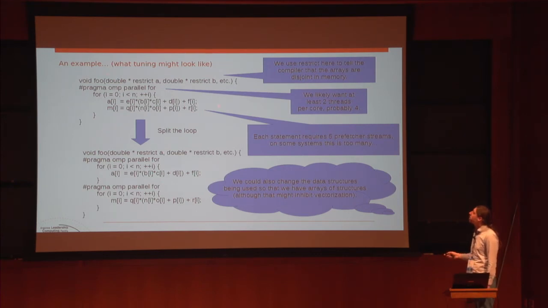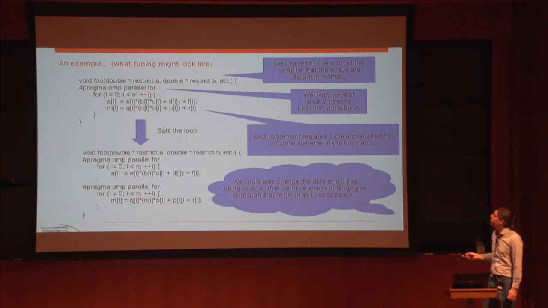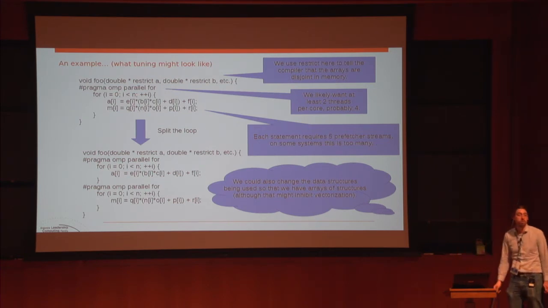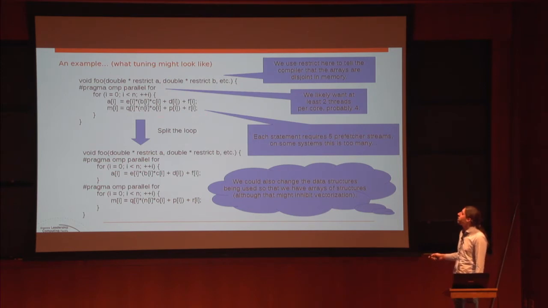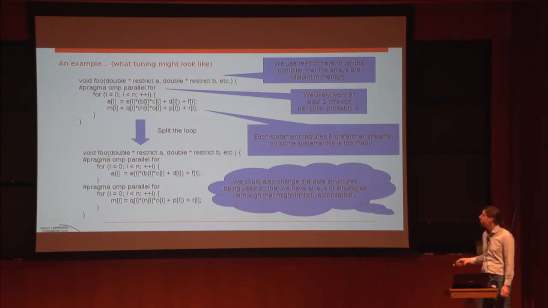So here I have a loop. It's accessing a number of arrays. And here I've parallelized the code with OpenMP. So just for argument's sake, I'll say that this might be using too many prefetching streams for each thread, because it's using one stream per array. I can easily run out. But these statements are actually independent. So in this case, I'm just going to split these into 2.